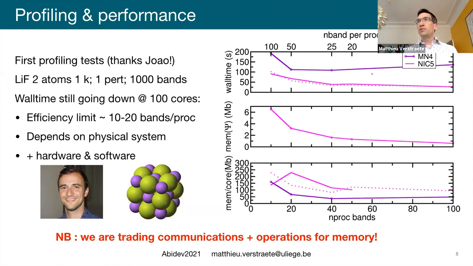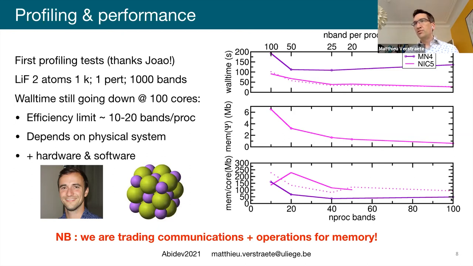And depending on the machine that you run on, so we've run on Mare Nostrum and on NIC5, which is a machine in Liège, the wall time on recent machines seems to keep going down even for a distribution of up to 100 cores for the bands. That means there's just 10 bands on each core that are left. The memory for the wave functions goes down as expected, it should. And the total memory goes down decently, but this is a bit hard to estimate. So this purple thing is the best we have on Mare Nostrum.